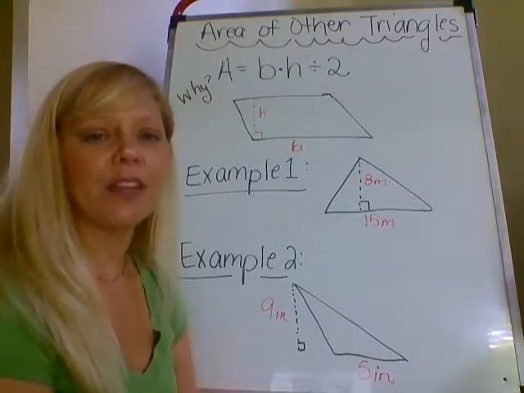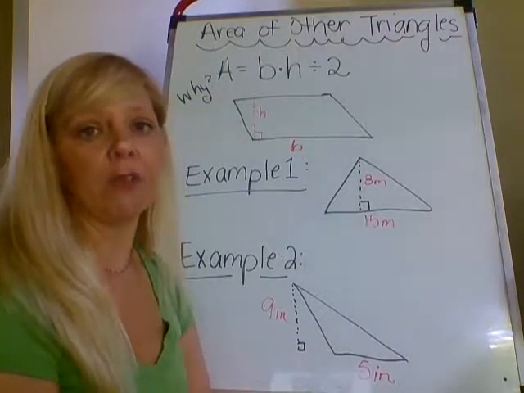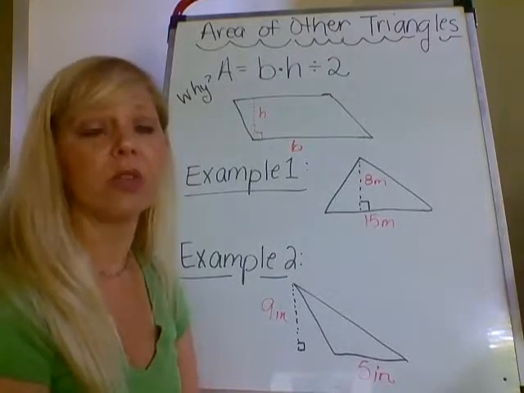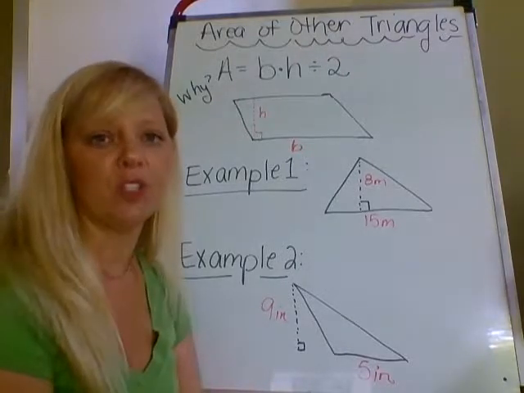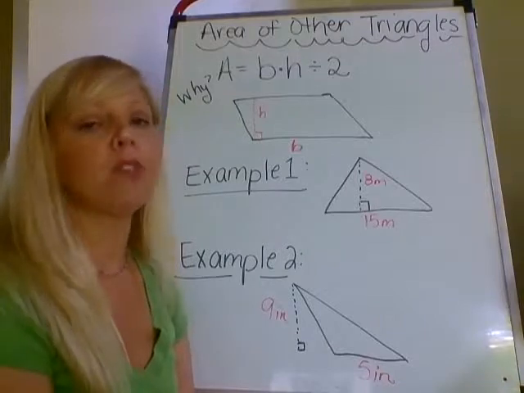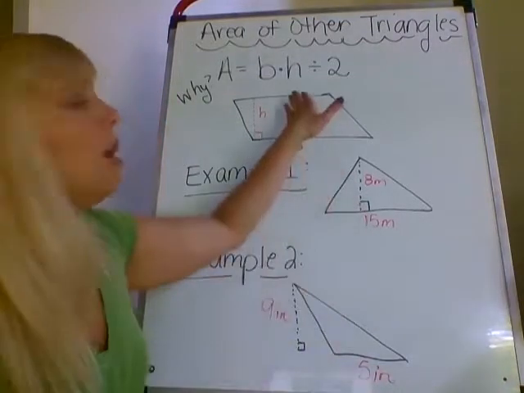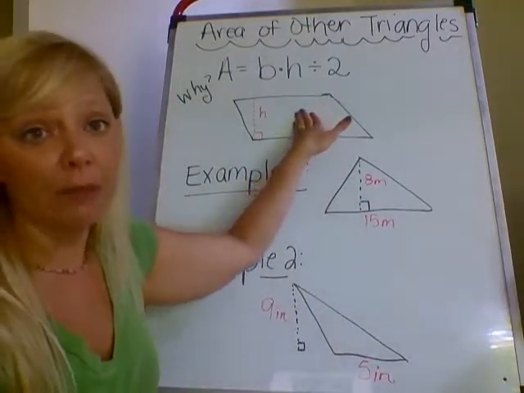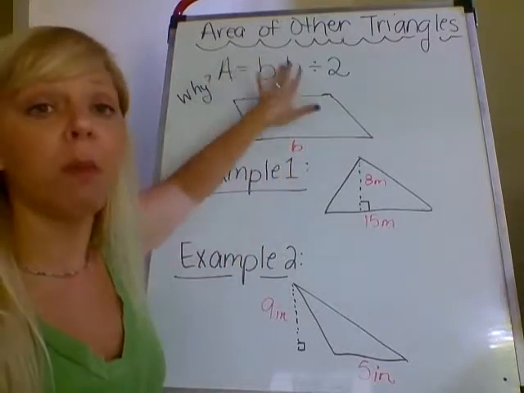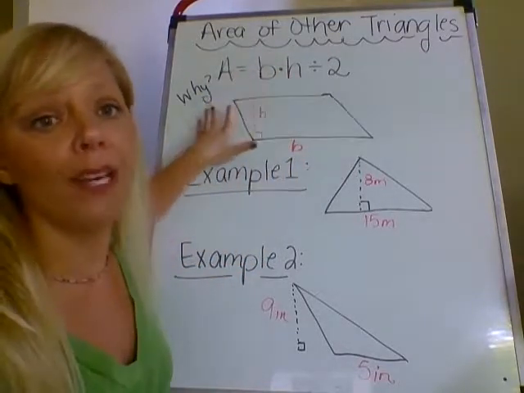All right, here is our mini lesson on how to find area of triangles that are not right, such as acute triangles or obtuse triangles. Acute and obtuse triangles can be composed from our parallelograms. So again, area is going to be base times height divided by 2, and why does that work?